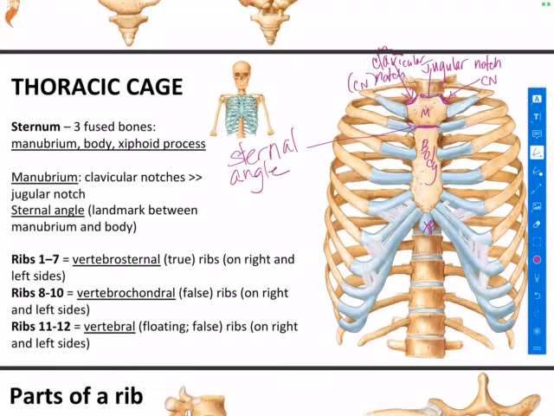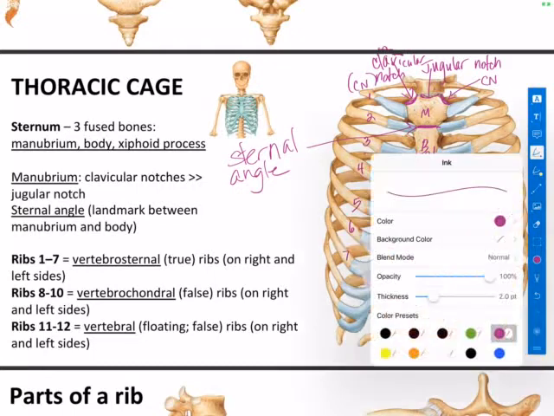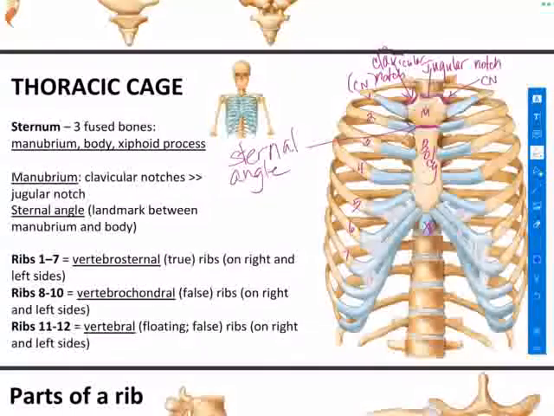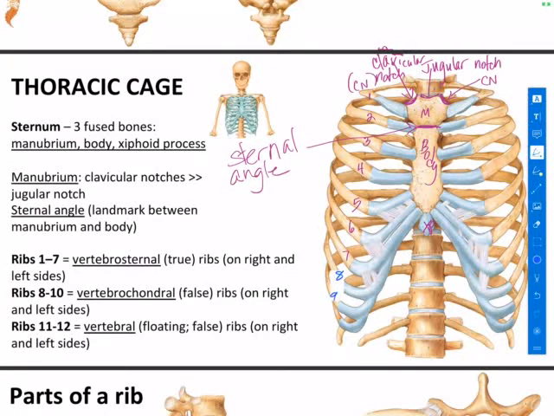Okay, so there are 12 pairs of ribs. So males and females have the same number of ribs. 12 pairs, there are 12 on the right and 12 on the left. This is your first rib, second, third, fourth, fifth, sixth, and seventh. And I think the book that we're using online has a slightly different picture in that it shows, for example, in this picture we have ribs 8, 9.